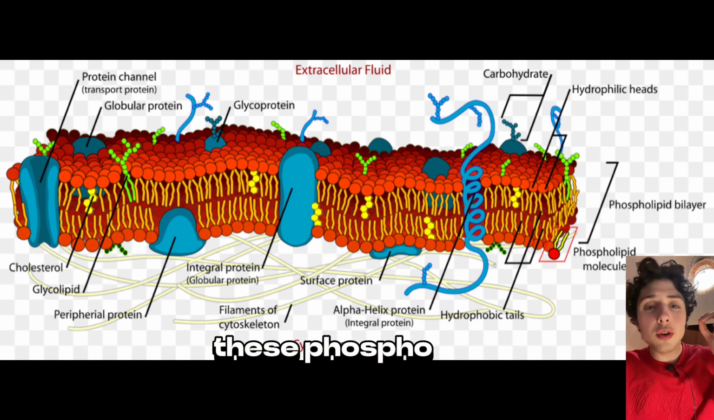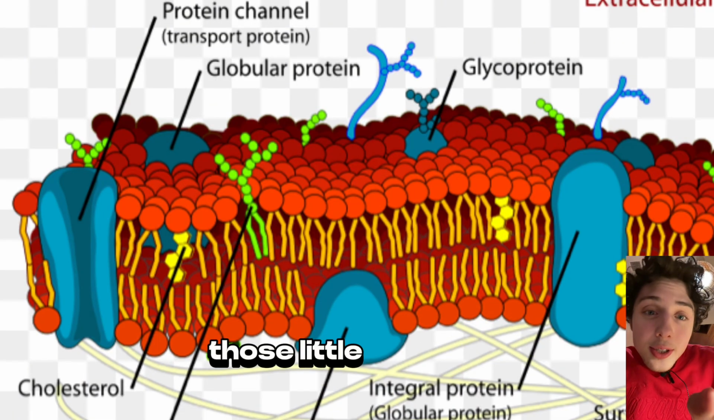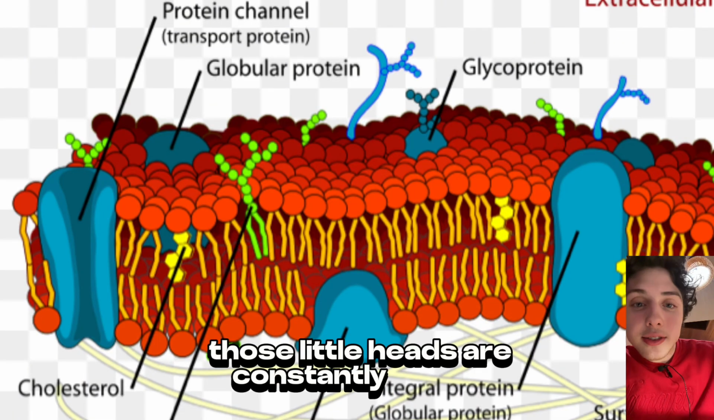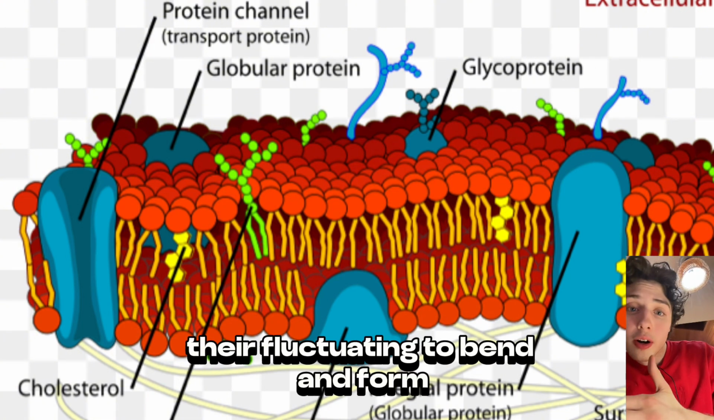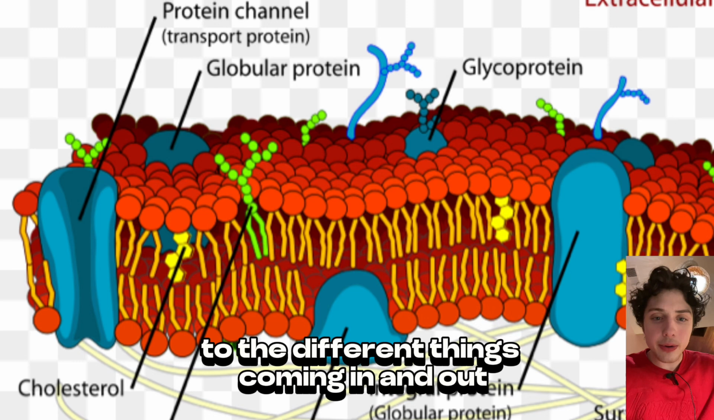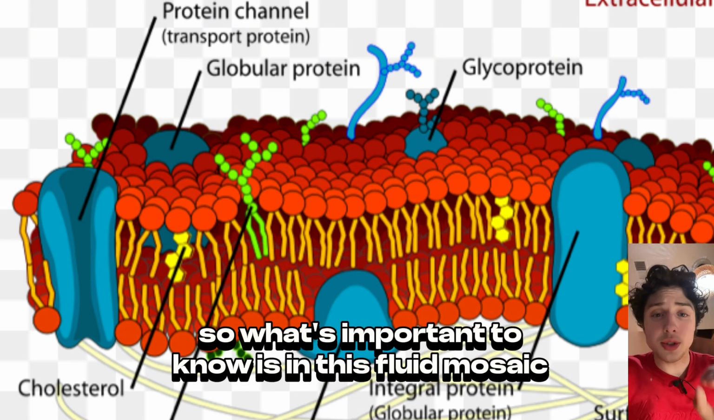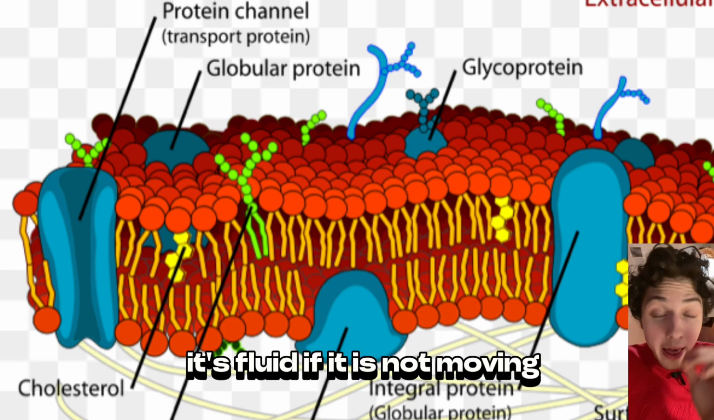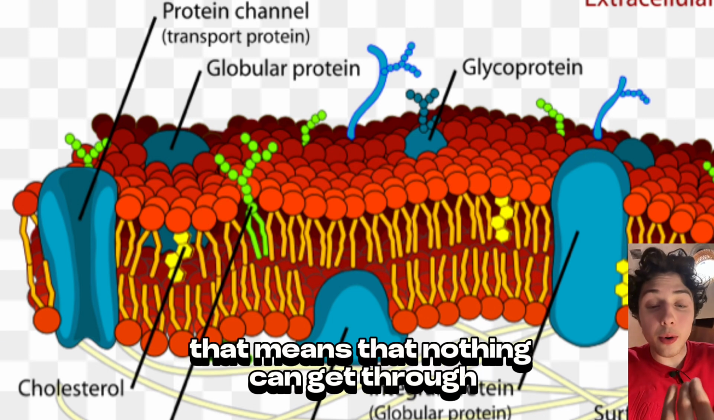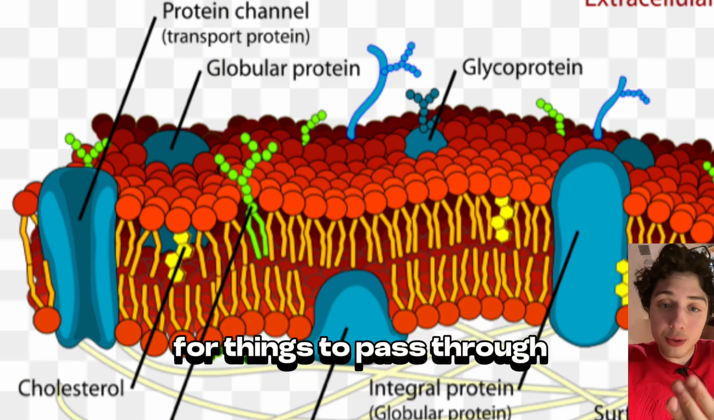These phospholipids, these little heads, we're gonna zoom in here as you can see, those little heads are constantly moving. They're fluctuating to bend and form to the different things coming in and out. So what's important to know is in this fluid mosaic model, it's fluid. If it is not moving, that means that nothing can get through. So there needs to be a constant fluctuation of motion for things to pass through the membrane.